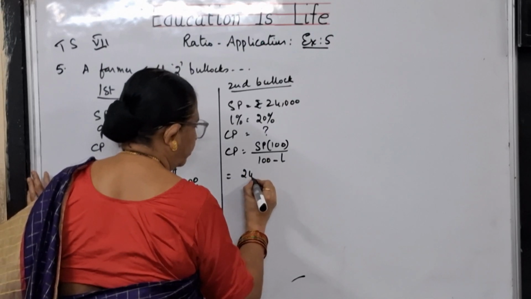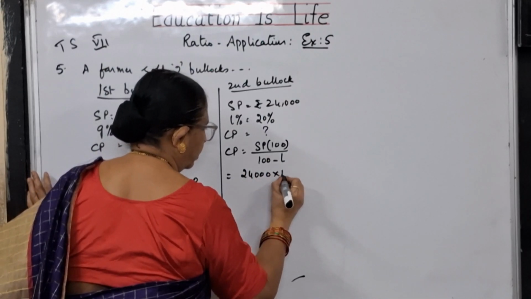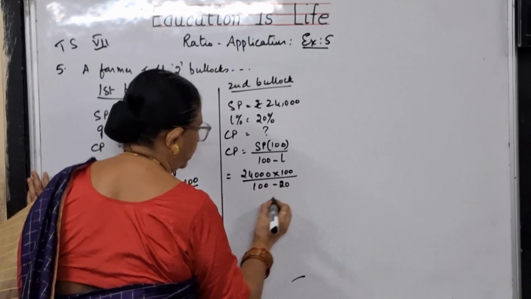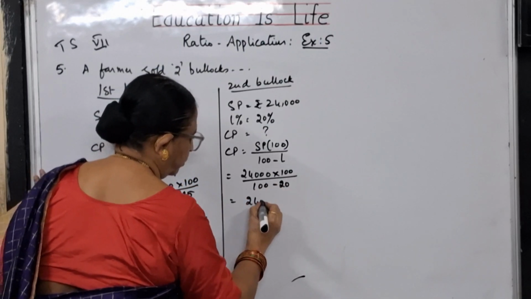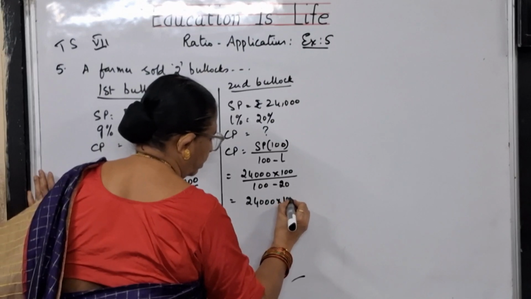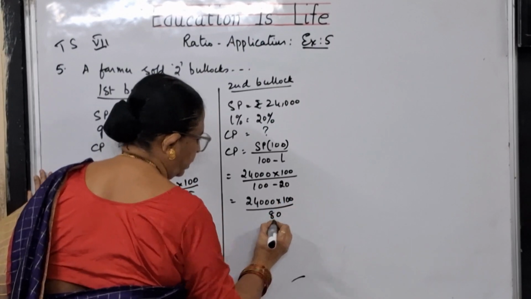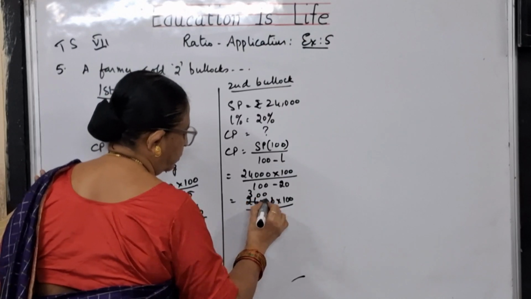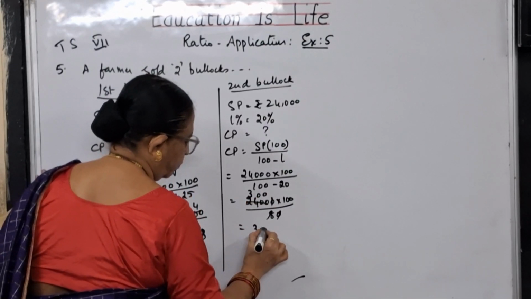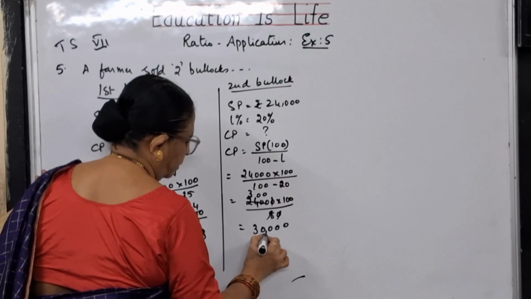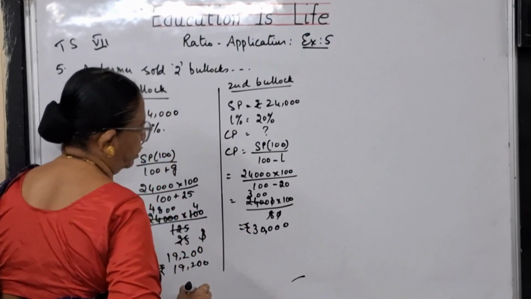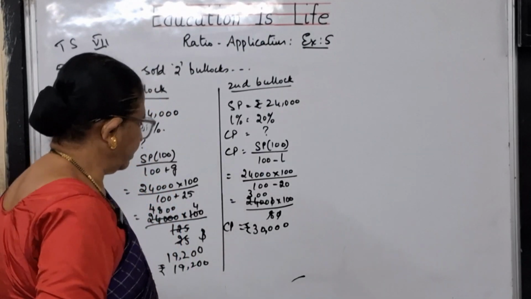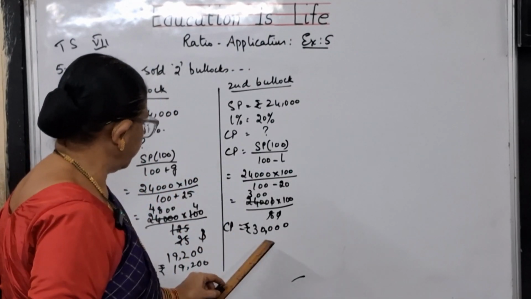So 24,000 into 100 by 100 minus 20, that is 24,000 into 100 by 80. So 0 will get cancelled. 8 threes are 24, 0 0. So how much are you getting? 1 2 3 4, that is rupees 30,000 is the cost price. Cost price is equal to rupees 30,000.